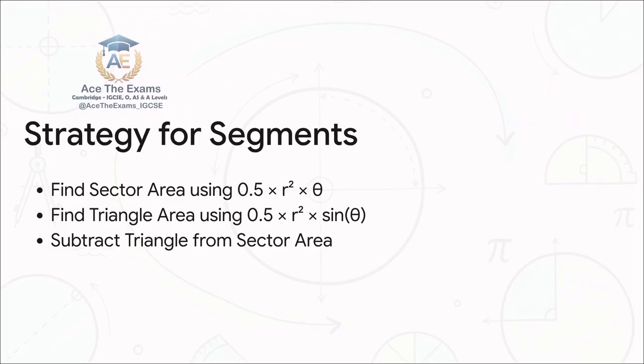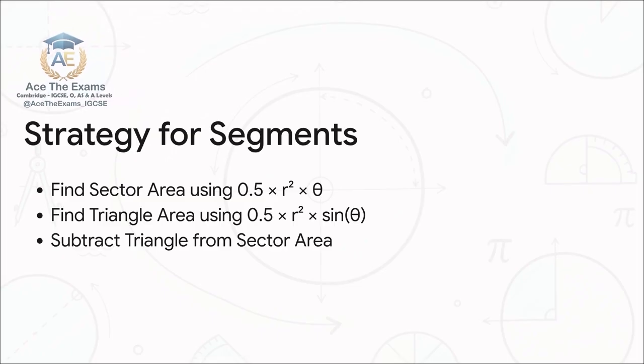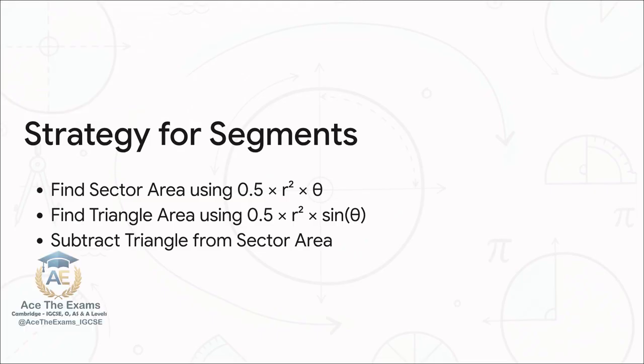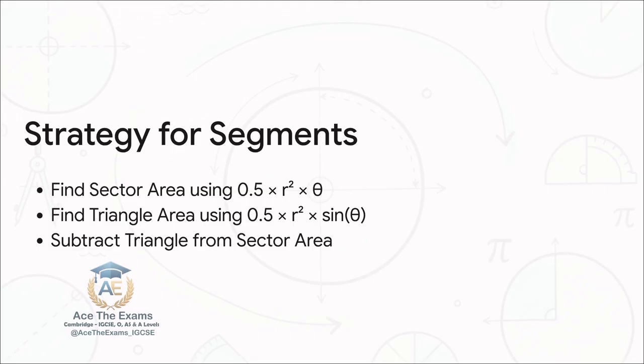Here is your bulletproof strategy. First, calculate the total sector area using 0.5 times r squared times theta. Second, calculate the area of the triangle inside it. The fastest way is using that trigonometry formula, 0.5 times a times b times sine of angle C. Since a and b are both the radius, this just becomes 0.5 times r squared times sine theta. Finally, just subtract the triangle from the sector. It works every single time.